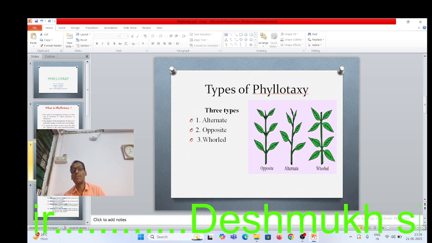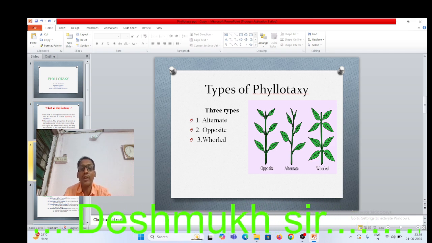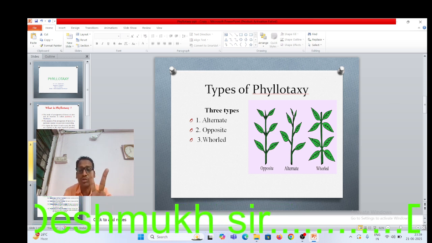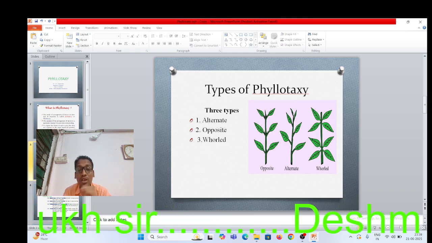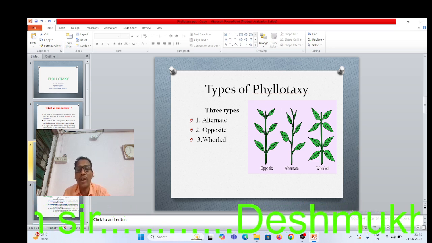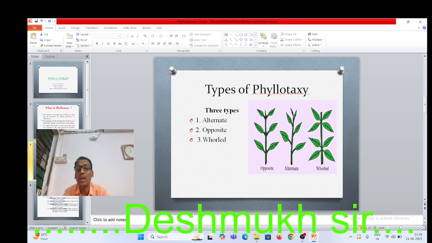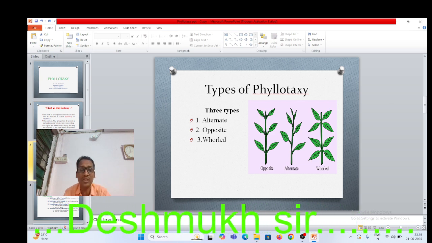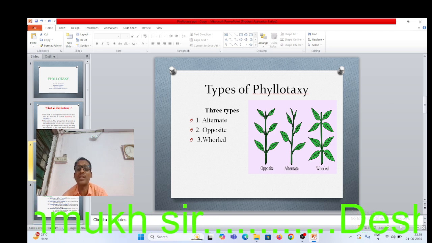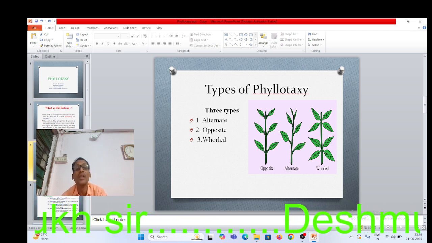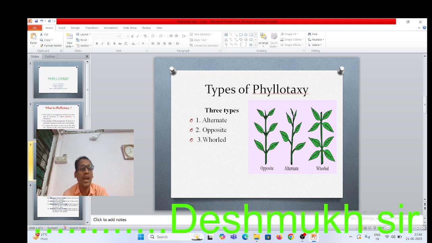In this diagram you find a difference. In the case of opposite phyllotaxy, you can see that over each node there is a presence of two leaves. In the case of alternate phyllotaxy, you find that over each node there is a presence of a single leaf. And in the case of whorled phyllotaxy, you find that on each node there is a presence of more than two leaves. It may be 3 or 4 or 5 or 6. So in this way, on the basis of how the leaves are present over the stem or over the branches, there are three different kinds: the alternate, opposite and whorled phyllotaxy.